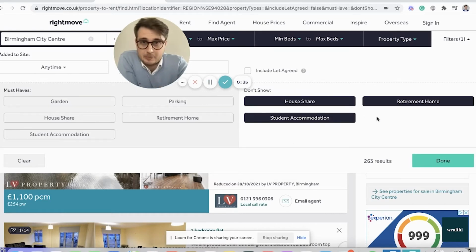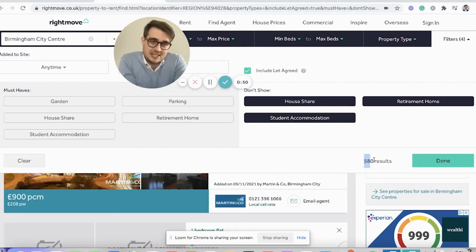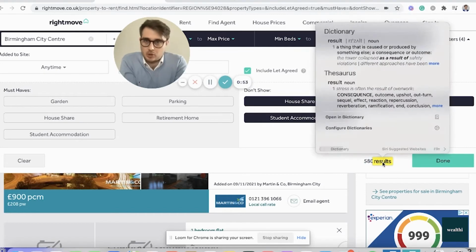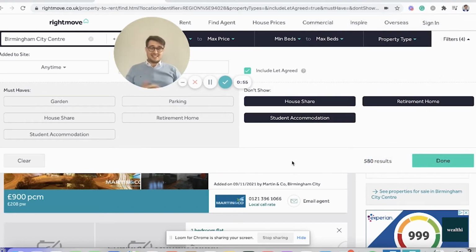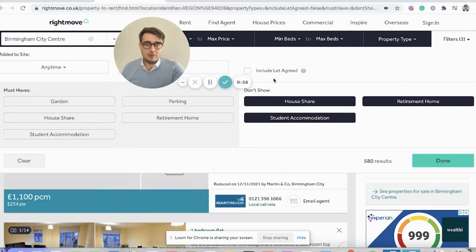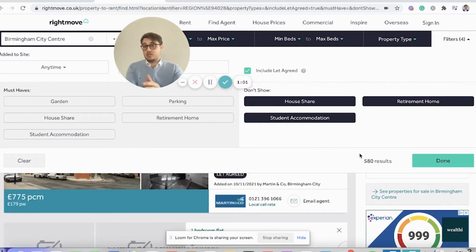You're going to have uni students that are going to be living in these share houses, and it's just a completely different market to what we're looking to achieve with our buy-to-let investment. Then we want to see how many lets have been agreed at this stage. So if we click on include let agreed, you can see that that's gone up to 580 results. So there's 264 properties available, and then in total 580, including the let agreed. So you've got about, give or take, 300 agreed lets in the area.